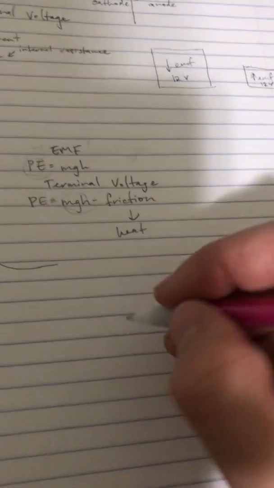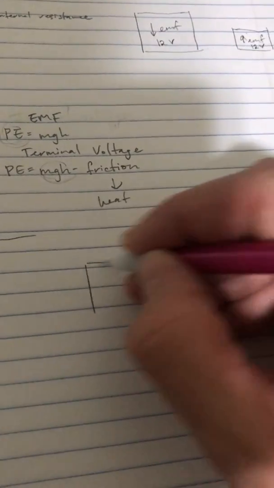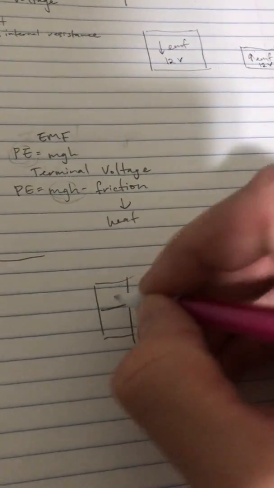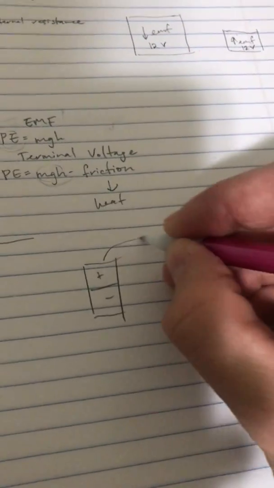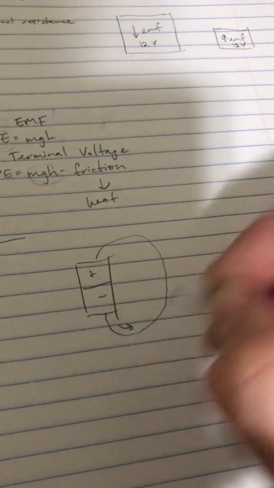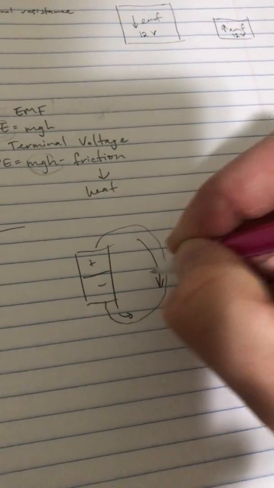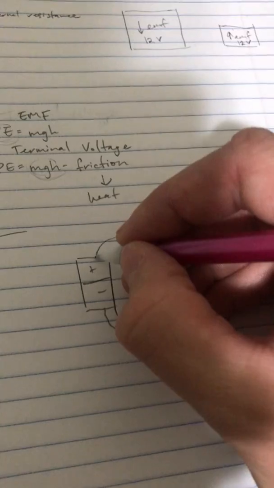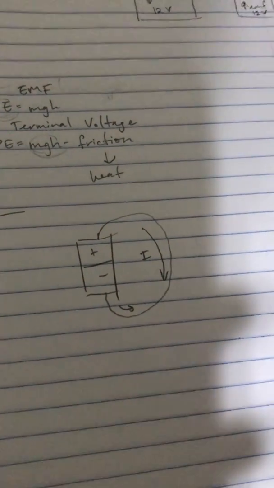So in a similar way, in a battery, you know, you've got your positive end, your negative end. It's flowing through a wire. So electrons are going this way. Remember, current is going to be shown as going this way. Okay.